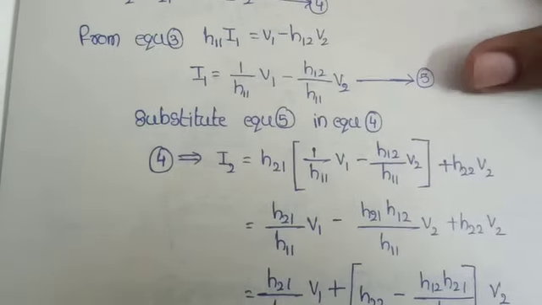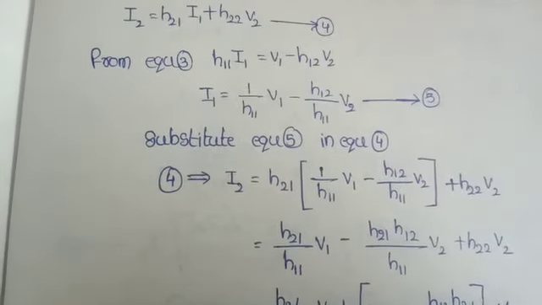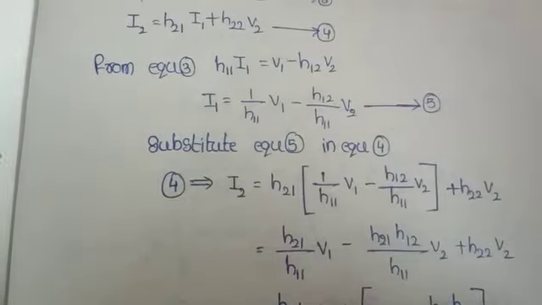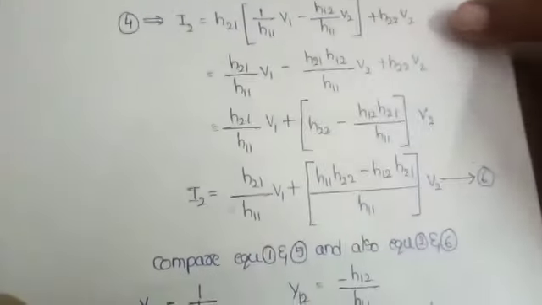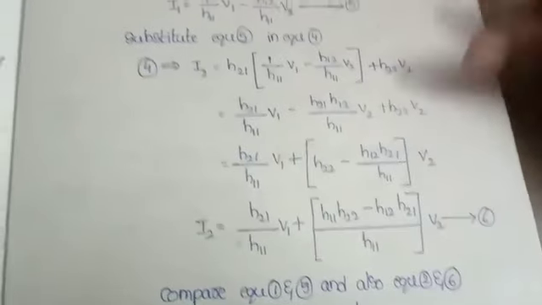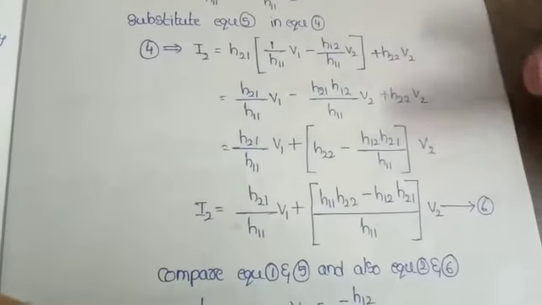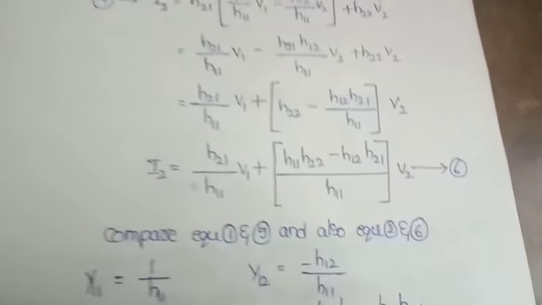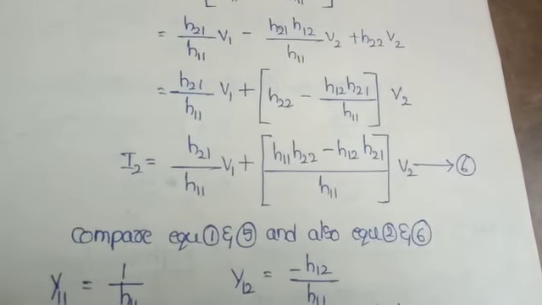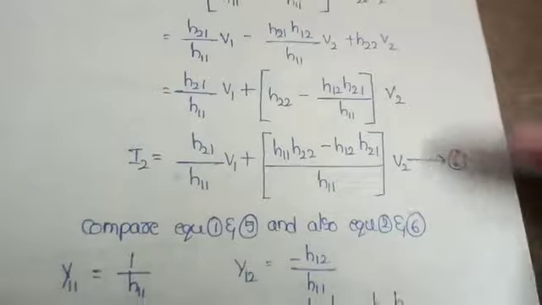Now substitute this equation 5 into equation 4. I2 equal to h21 multiplied by 1 by h11 v1 minus h12 by h11 v2 plus h22 v2. So that may be expanded. So lastly, we have to determine I2 equal to h21 by h11 v1 plus delta h by h11 v2, that is termed as equation 6.